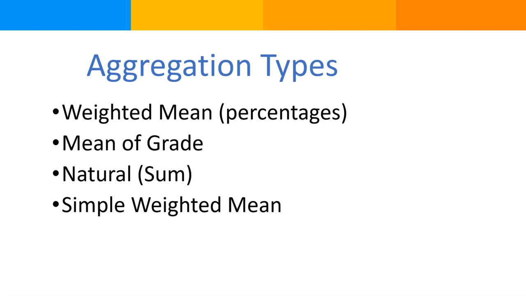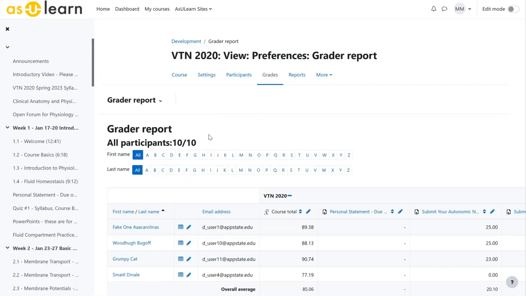There are different ways to set up your As You Learn gradebook. If you're a points person and you just want it to add up scores, then you're going to select Natural as the aggregation type in order to sum. Typically, you land on the grader report.